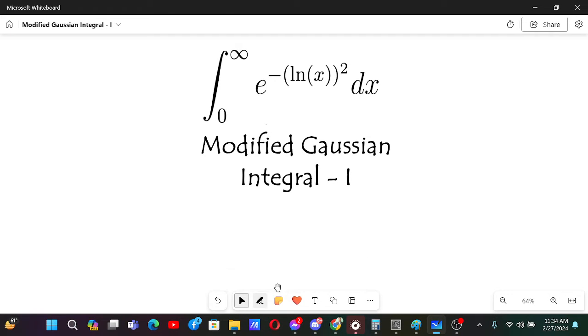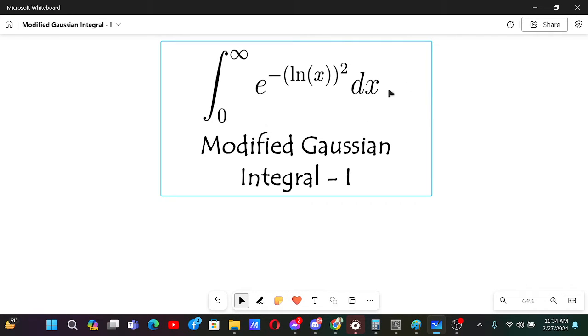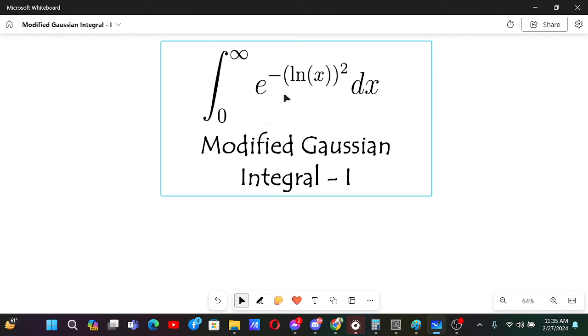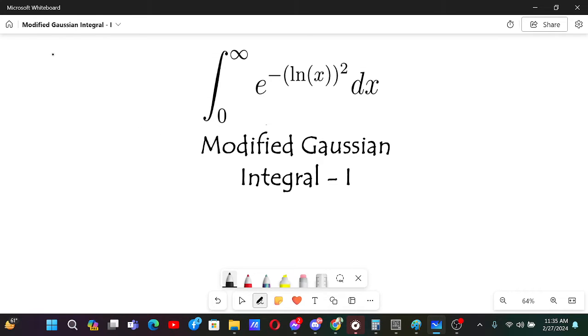Modified Gaussian integral I. So basically, in my channel, after this video, I'm going to do different kinds of integrals in the form of the Gaussian integral. Our Gaussian integral is the integral from 0 to infinity of e to the power minus x square dx, and this integral is equal to root pi by 2. We are going to do different kinds of modified Gaussian integrals, and this is the first in the series. Let us see how we do this.